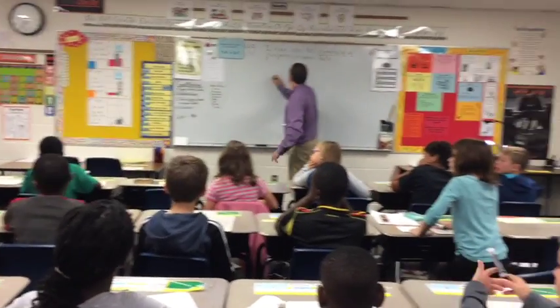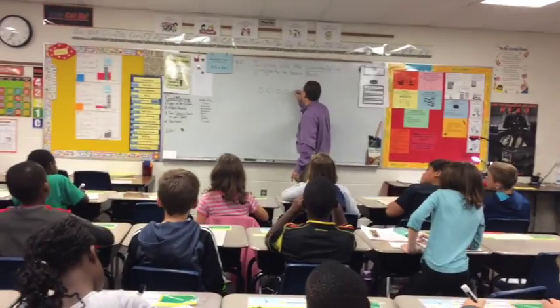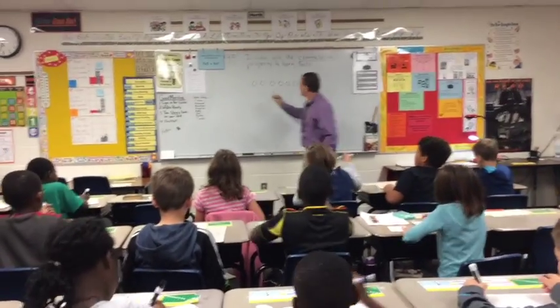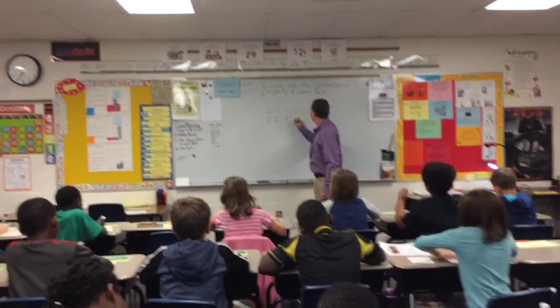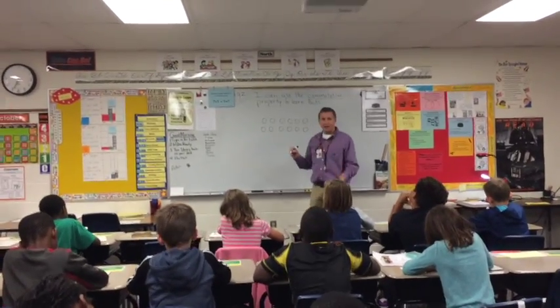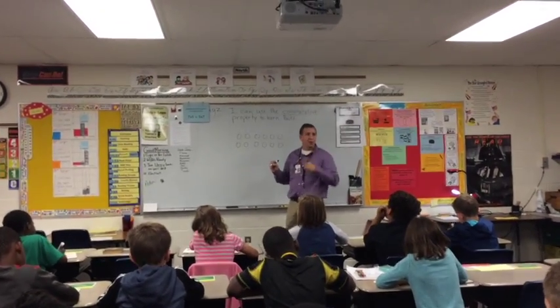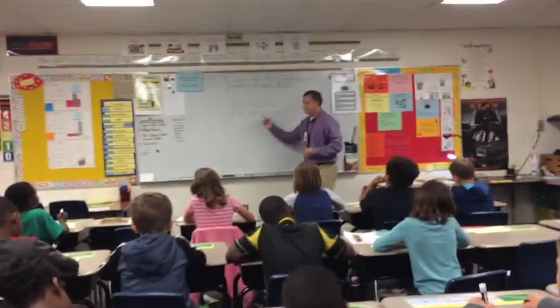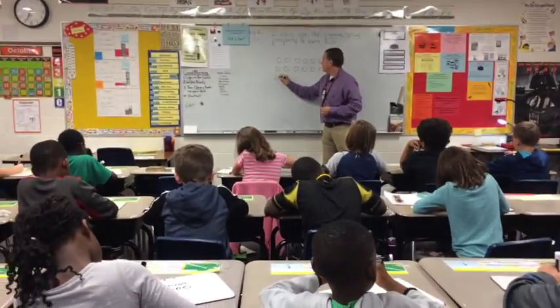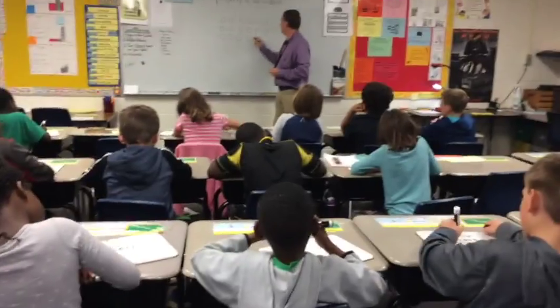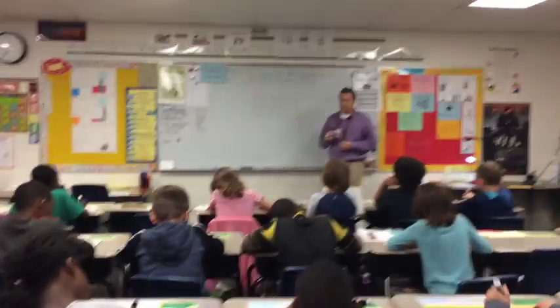1, 2, 3, 4, 5, 6. Now I'm going to do all the talking, you need to do the work. So you're drawing circles. I got 2 rows. 1, 2, 3, 4, 5, 6. Now stop right there.